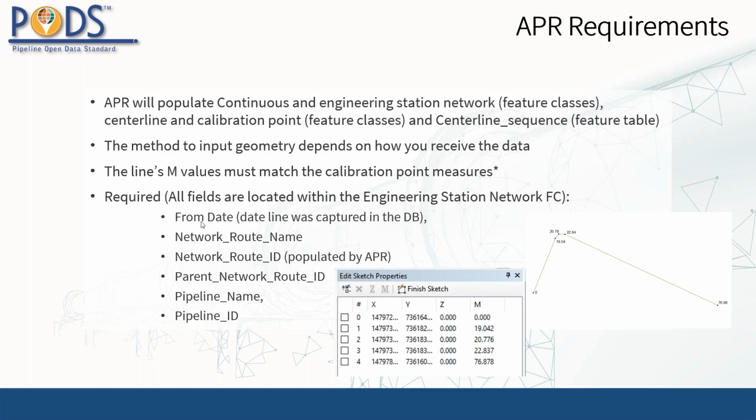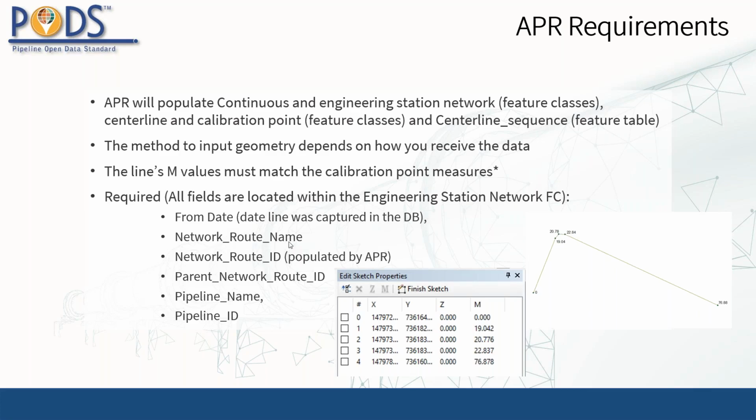If you try to load some events with a from date that's previous to your from date on the center line, it's not going to let you. It's going to create a duplicate. It's going to create duplicate data. Okay, so that's really important. And you have to have a from date. And all of this is located in your engineering station network. Again, let me show it to you live.